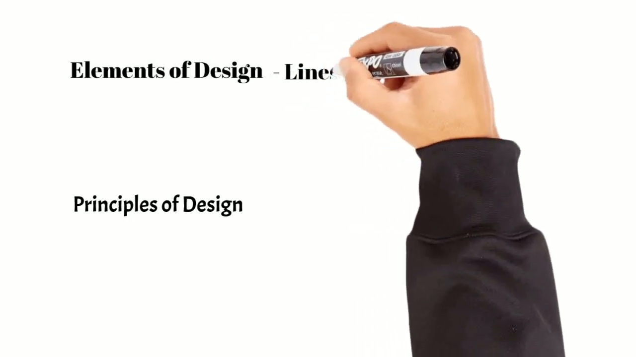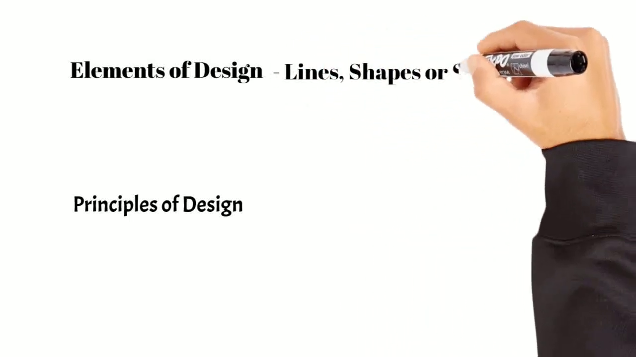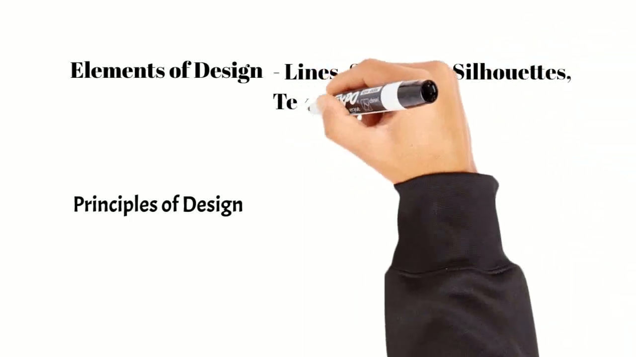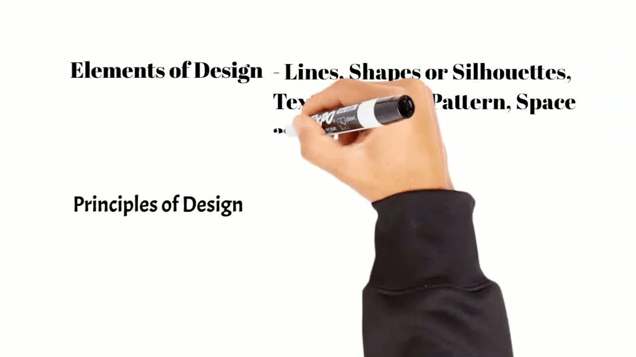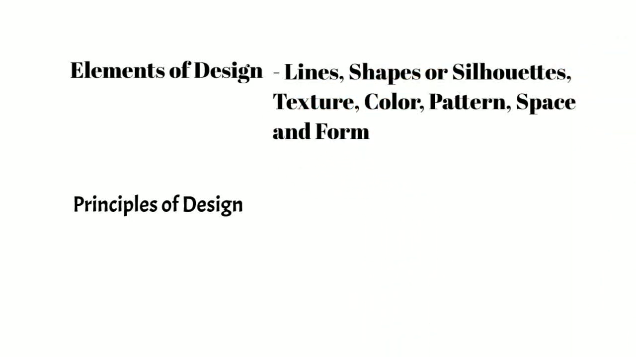So, let's break it down. Imagine you are creating a fashion masterpiece. The elements of design are like your artistic tools. They include lines, shapes or silhouettes, texture, color, pattern, space, and form. So, these are the cool things you use to make your design awesome.